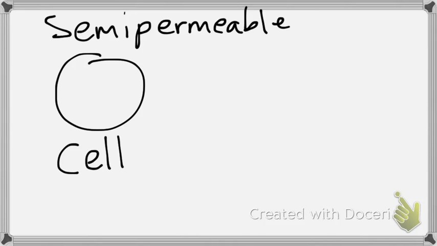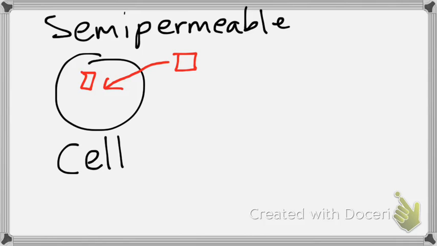So here's a cell. You should already have this on your paper. Because the cell is considered to be semi-permeable, that means some things can go in while other things can't. So I'm going to pick two shapes. The first shape is going to be a square. This square is allowed to go inside the cell. So this square can move inside the cell, so it's going to show up inside the cell.